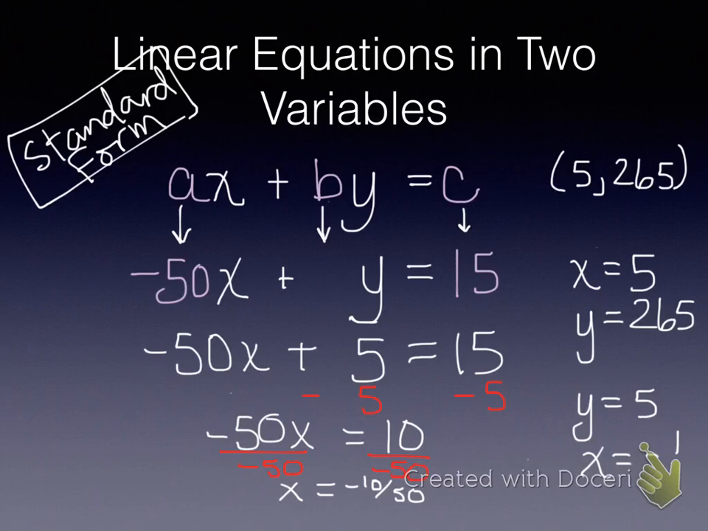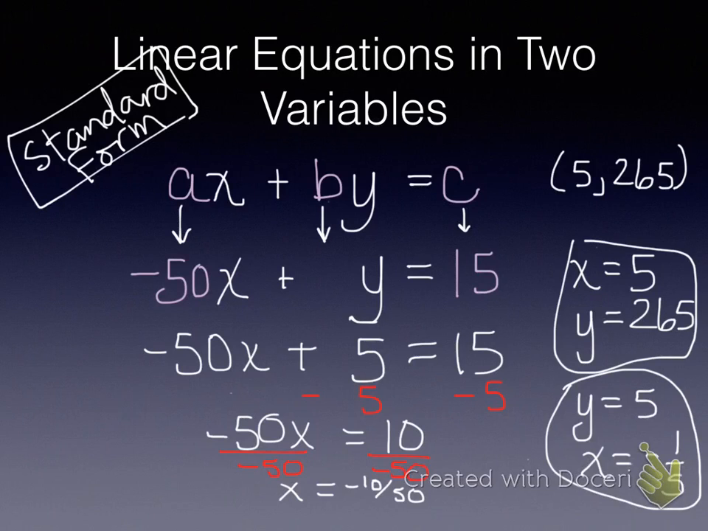Negative 1/5 right there. So there's another ordered pair that works. And so that ordered pair would look like this. In this case, x is negative 1/5 and y is 5. Okay?